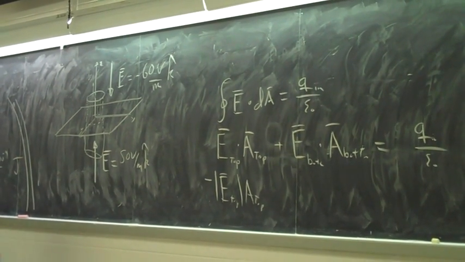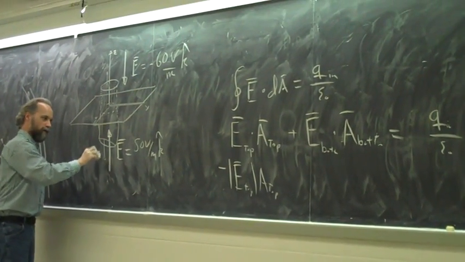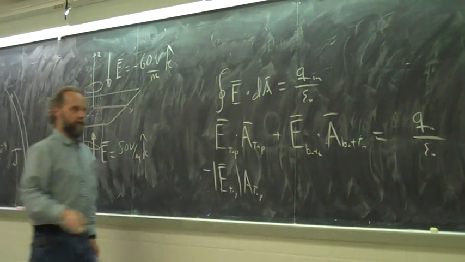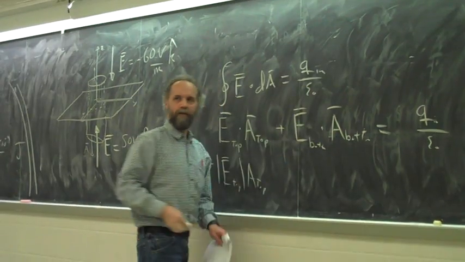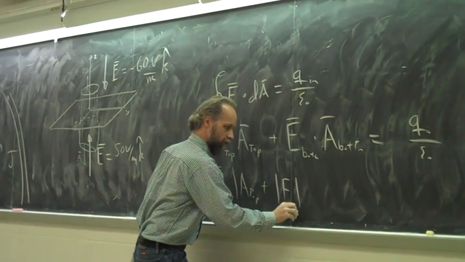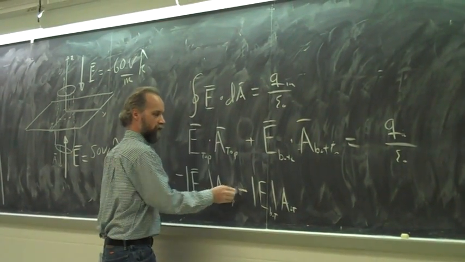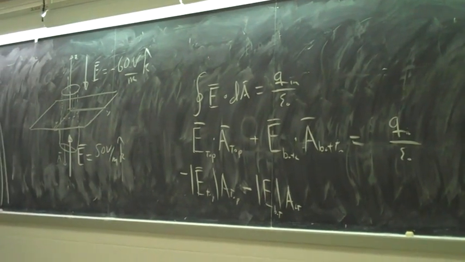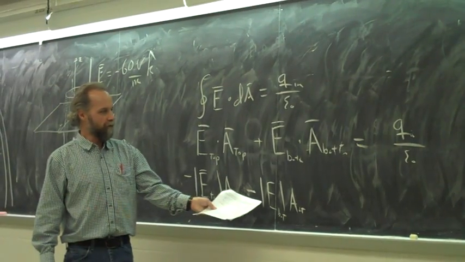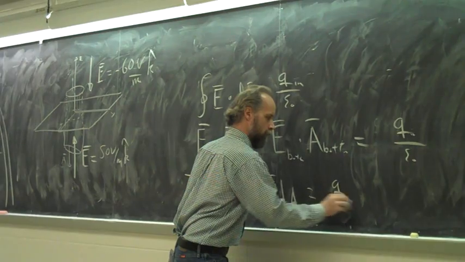Right, and what about the bottom? E is pointing up, and the area part points down. Again, they're opposite to each other, which means again it's the length of this, the length of that, times the cosine of 180. That's the magnitude of E on the bottom times the area of the bottom, again with a minus sign because of the cosine of 180 degrees. So we've got minus the magnitude of E on top times the area of the top, minus the magnitude of E on the bottom times the area of the bottom, and that's equal to the charge over epsilon naught.